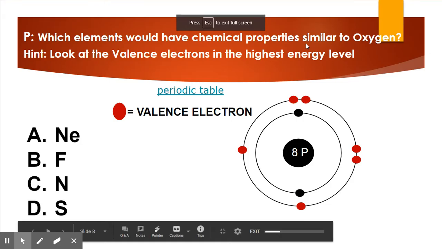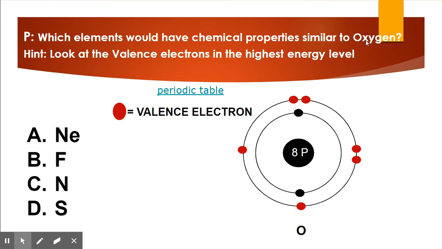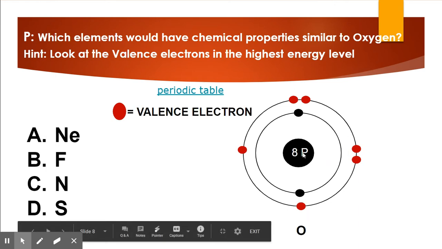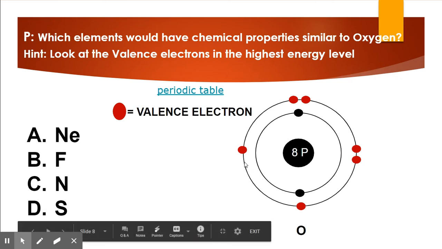All right, so let's have some practice with reactivity. Which element would have chemical properties similar to oxygen? When we talk about chemical properties, we have to look at those valence electrons, those electrons in the outer shell. Since we're given the atom of oxygen here, we can count how many valence electrons there are. So 2, 4, 5, 6. So oxygen has 6 valence electrons. It needs 2 more to fill that outer shell, 1 here and 1 here.